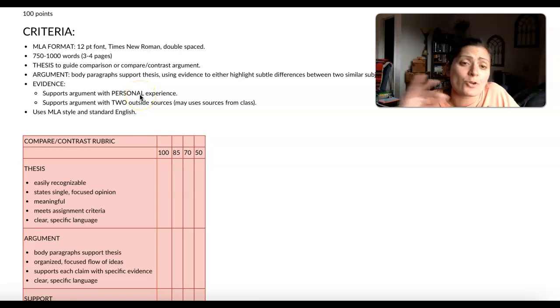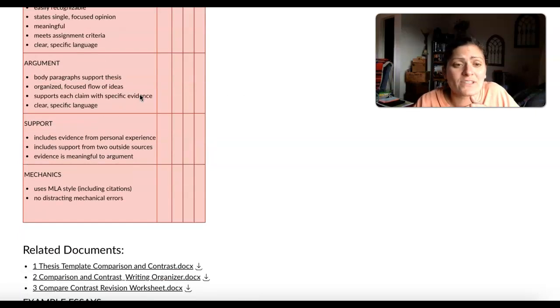Evidence should come from both your personal experience and 2 outside sources. You can get these sources from our class, but you can also go out and look for them. We will work through where and how you find these as we are going through the drafting process. And finally, you should be using standard English grammar and mechanics. So all of these things are showing up on your rubric here.